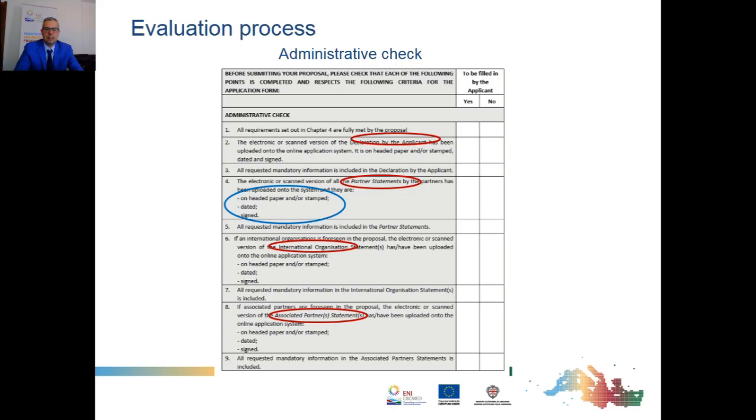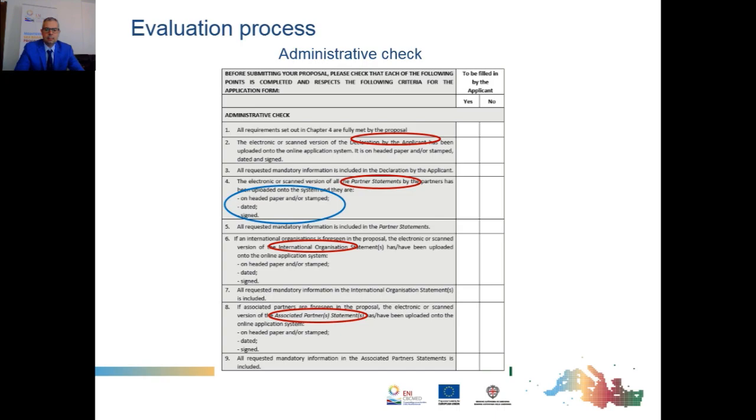The main aspects to be taken into account are the headed paper or stamp, the date, and the signature. These aspects must be evident in the document. Therefore, make sure that these documents are complete.